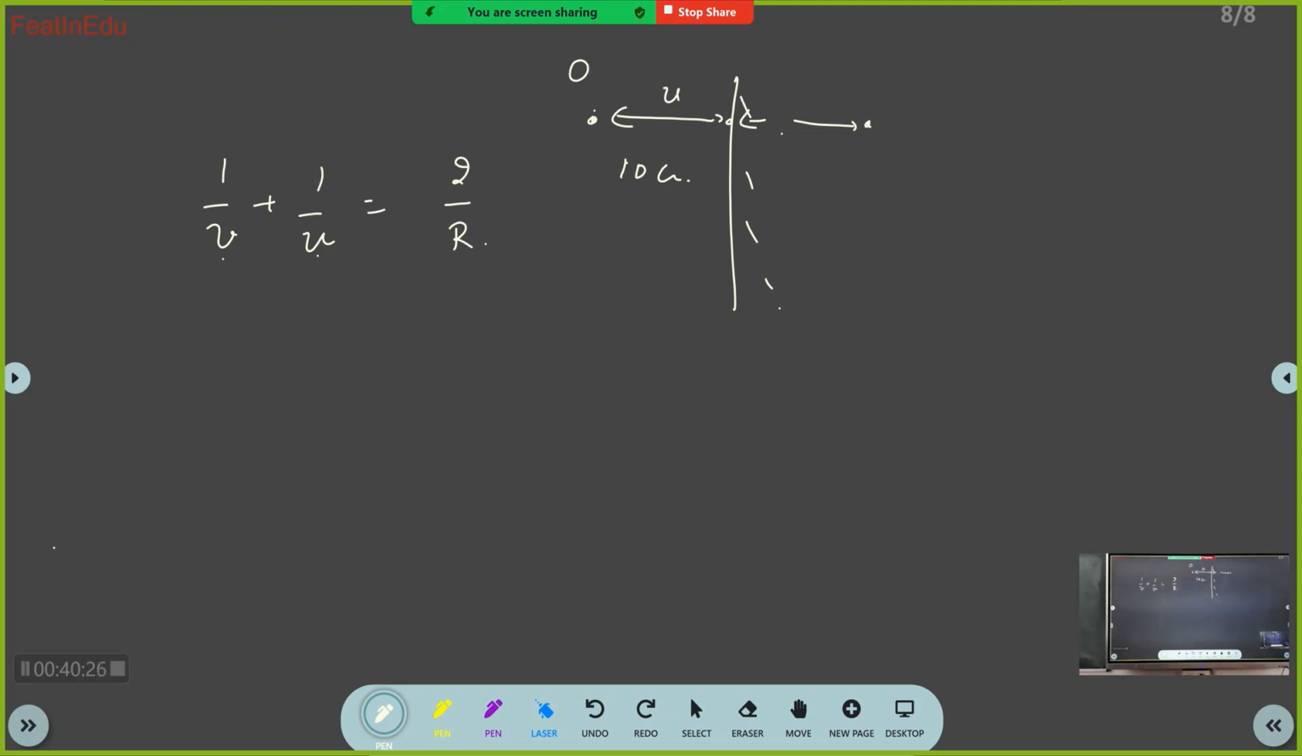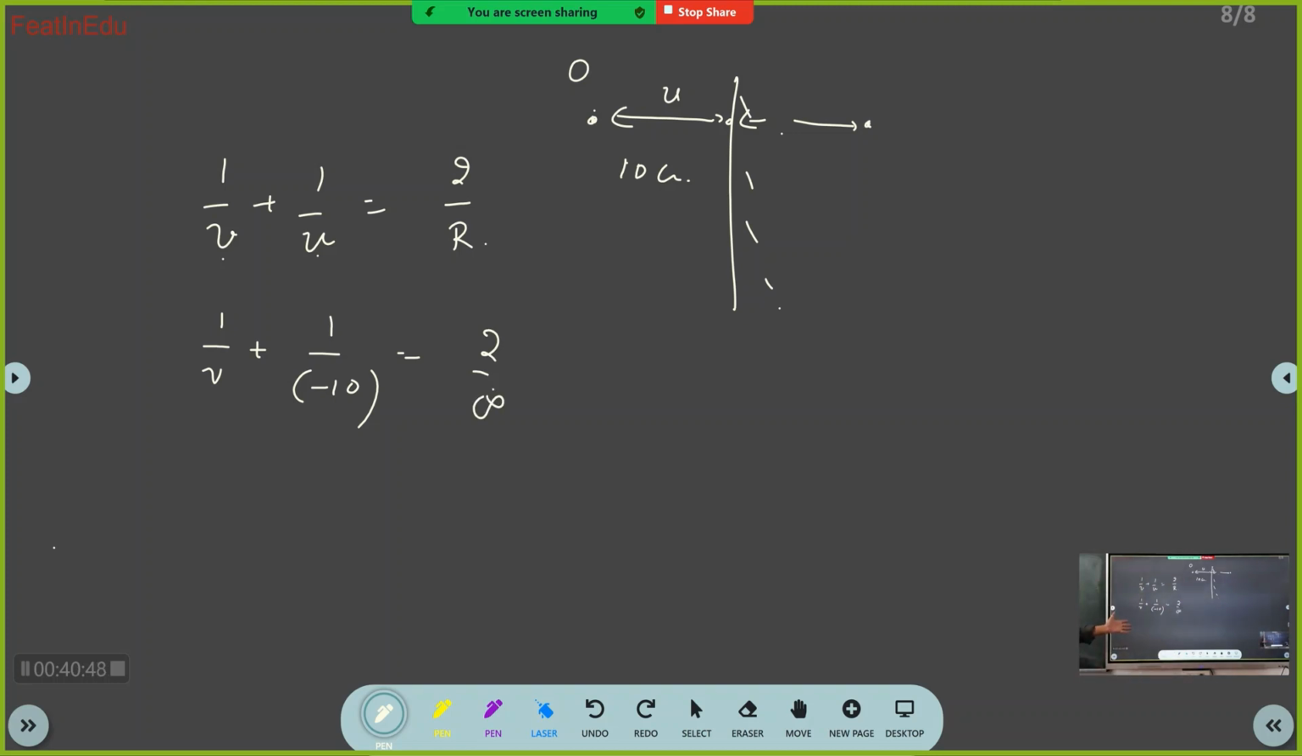Sir, here we must take u as minus. Yes, so in this formula, we got 1 upon v, because we have to find out 1 by v plus 1 upon u. What is u? Minus 10. And what is R?